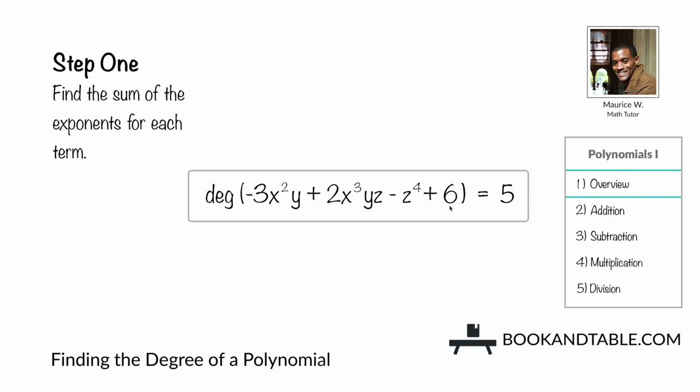We had a degree of 0, a degree of 4, a degree of 5, and a degree of 3. So the largest degree in this polynomial is 5. So the degree of the entire polynomial is equal to 5. So when you want to find the degree of a polynomial, you find the sum of the exponents for each term.